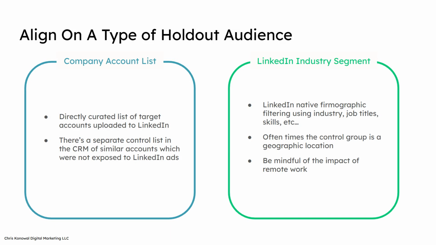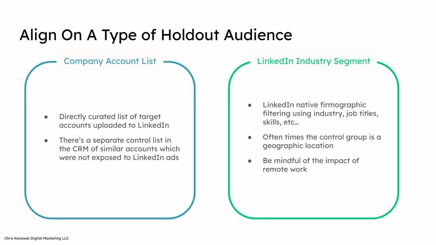So very simple, it takes the form of a targeted ABM list that you'll upload to LinkedIn and then run ads against this list of companies. What I recommend is having another list that has a similar composition, but this list of companies is not exposed to LinkedIn ads. And ideally, everything else that is done to these two lists is the same. So you've got your test and control list.